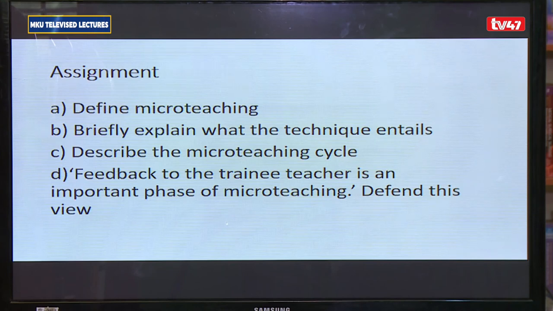And then for number D, or number four, we have a statement here. Feedback to the trainee teacher is an important phase of micro-teaching. Can you defend this view or this statement? Why is feedback to the trainee teacher from the students and the trainer considered important?